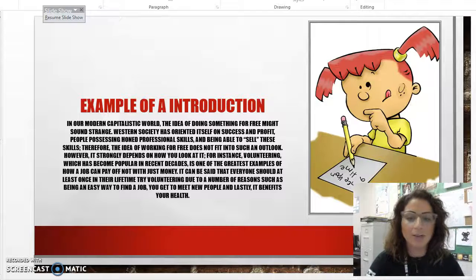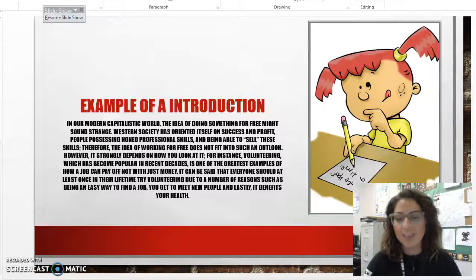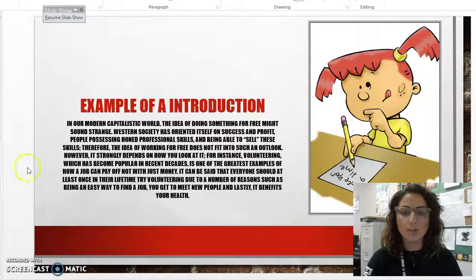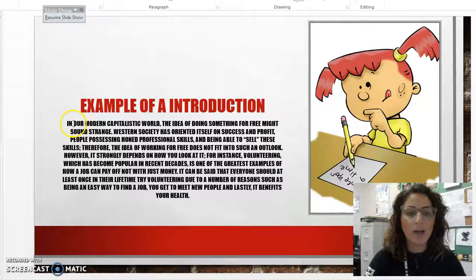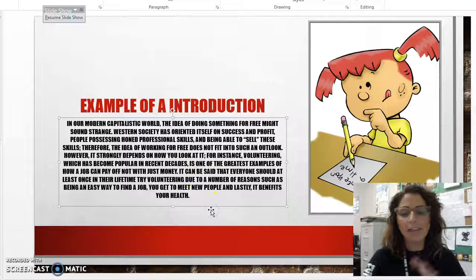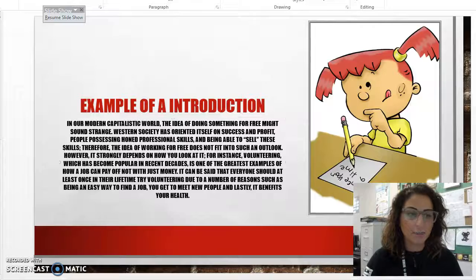It can be said that everyone should at least once in their lifetime try volunteering due to a number of reasons, such as being an easy way to find a job, you get to meet new people, and lastly, it benefits your health. And that is something that I would give as an example so students can see, oh, they laid out their thesis, their claim, and their 3 reasons at the end, and they know how to construct an introduction paragraph just by seeing this example.